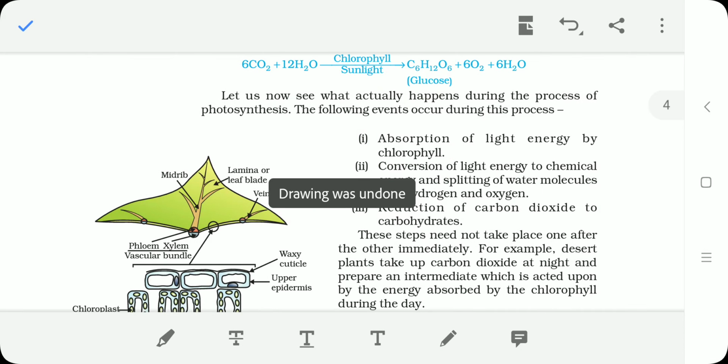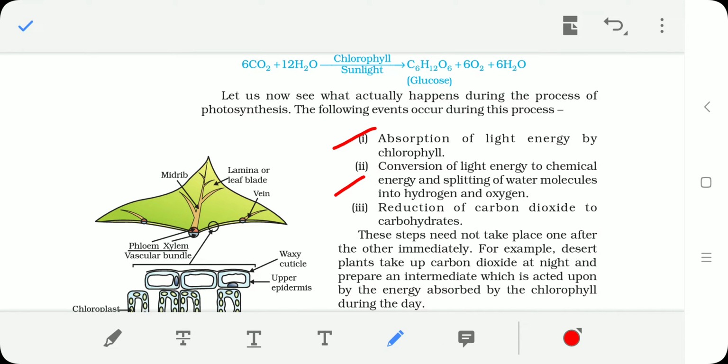The second step is the conversion of light energy to chemical energy and splitting of water molecules into hydrogen and oxygen. First plants absorb the light energy, and in the second step plants convert this energy into chemical energy. How? By the splitting of water molecules into hydrogen and oxygen. So in the second step, plants break the water molecule into hydrogen and hydroxide.